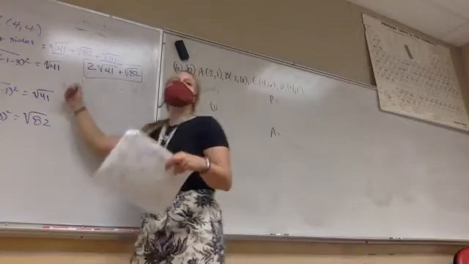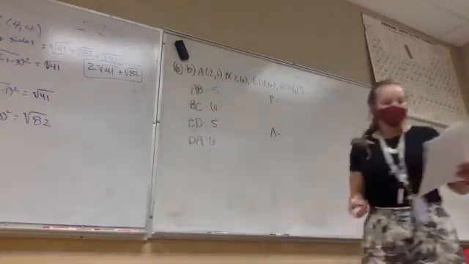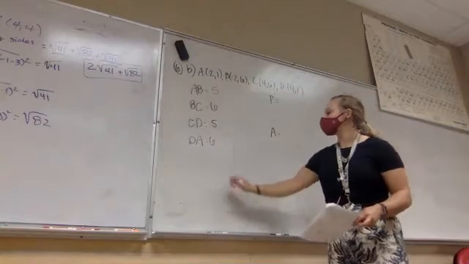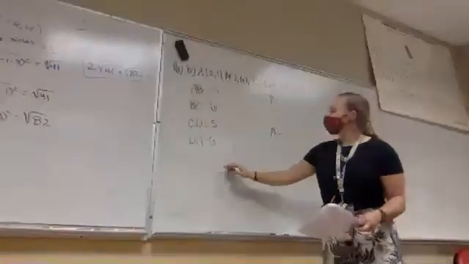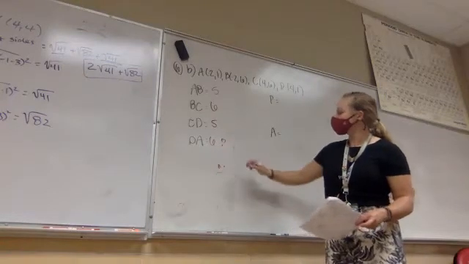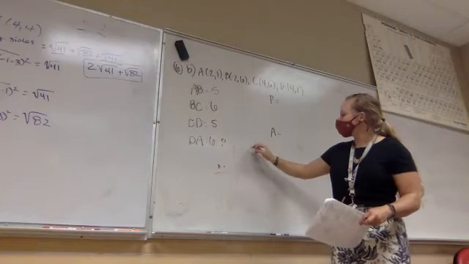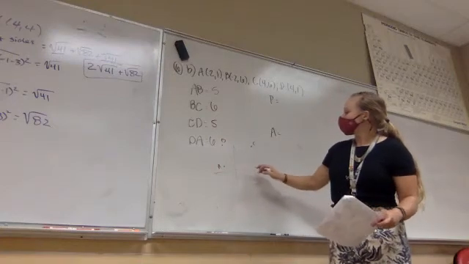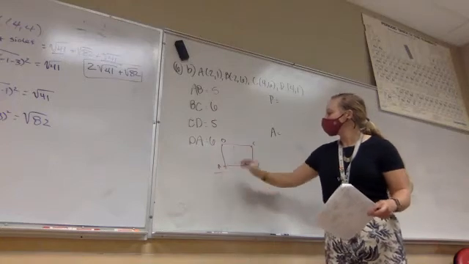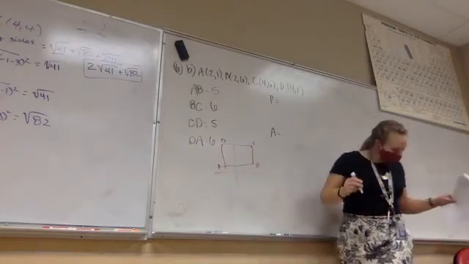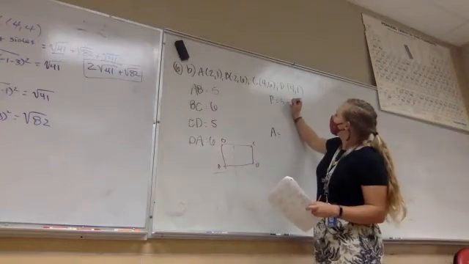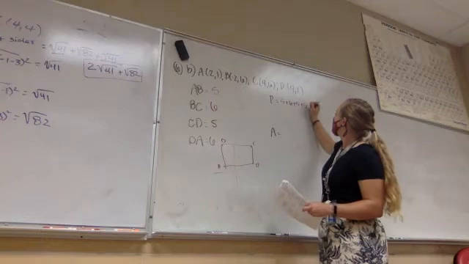Sometimes we get ugly numbers, sometimes we get pretty ones. If we were to sketch this out, we would see that it lines up to a nice little square. -2, 1, -2, 6, or not a square, rectangle. 4, 6, 4, 1. Nice and easy. So what should my perimeter be? 5 plus 6 plus 5 plus 6. 22.